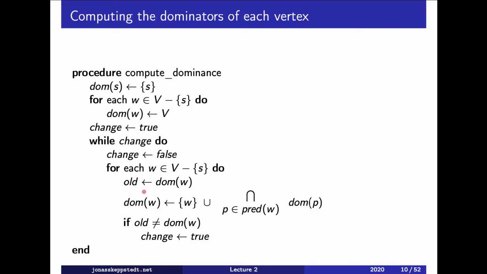We take the old value of DOM W, which we will use to see if there was a change. Okay, then we compute DOM W like this: W in a set union the intersection of DOM P, where P is a predecessor of W. Okay, and if there was a change, then we need to iterate through again. That means we go through all vertices again.